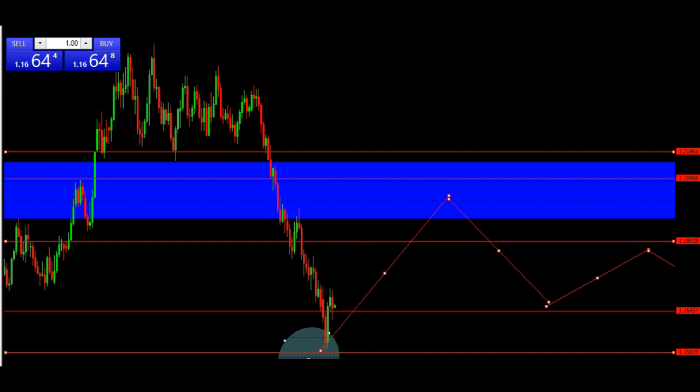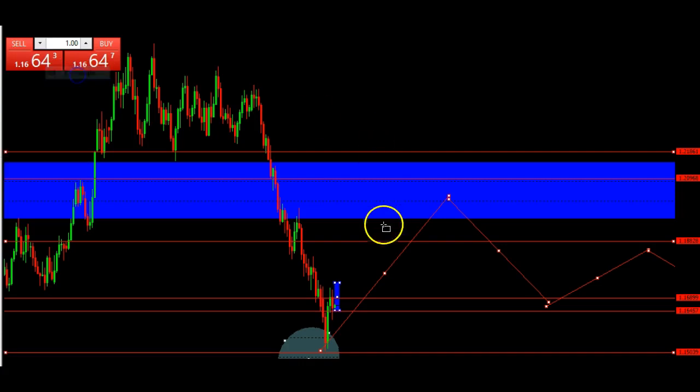So how are you going to enter this? We're going to have to wait to see if this daily candle engulfs this one. Once it engulfs this one, like this, we're going to get the next daily candle right here. And that's the daily candle that's going to send us up to these buy zones.